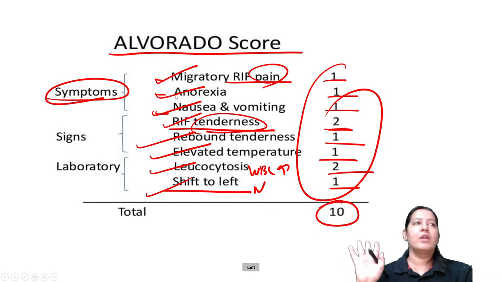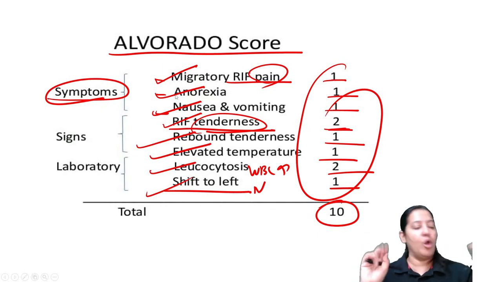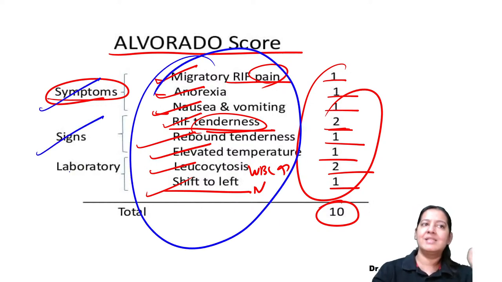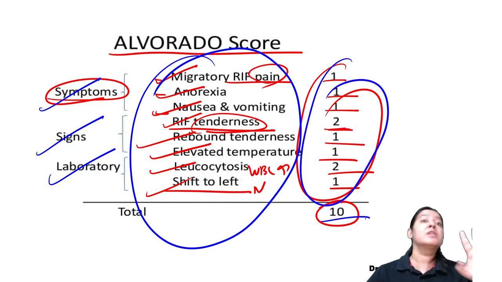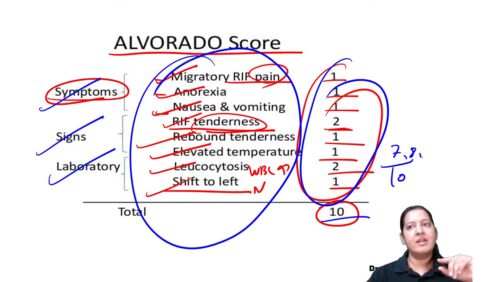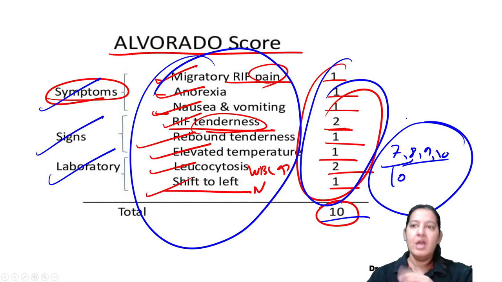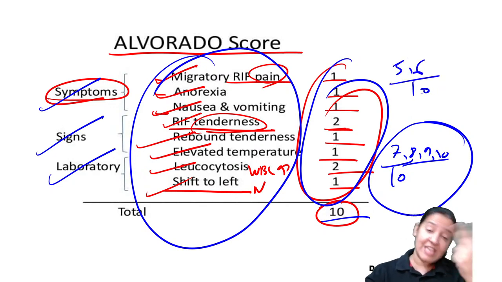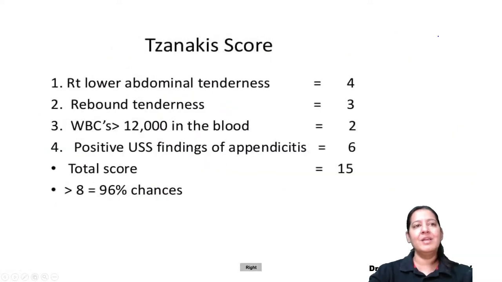So do this scoring in all your patients. Whenever any patient comes to you, a young patient with severe abdominal pain, ask all these points. See the symptoms, see the signs and do the examination, laboratory diagnosis. Do the scoring. How much score is being made out of 10? If the score is 7, 8, 9, or 10, it is a strong case of acute appendicitis, operate the patient. But 5 or 6 out of 10 is equivocal. It can be there, it cannot be there. But less than 5, it is not there. Give me a thumbs up.